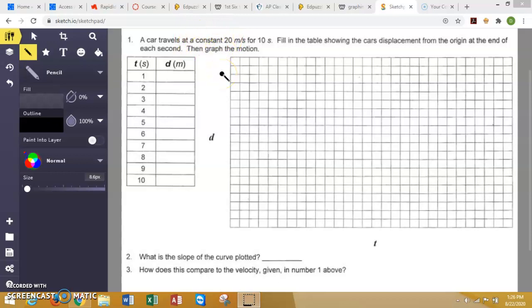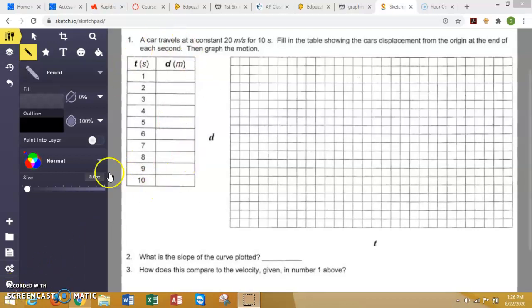If it's a constant 20 meters per second for 10 seconds, then that means each second the speed of the car is 20 meters per second. This is like if you're driving on the highway and you put it in cruise. The idea behind cruise is that you don't have to do anything to the gas pedal and the car will go at a constant speed. So your speed doesn't change. Constant velocity.